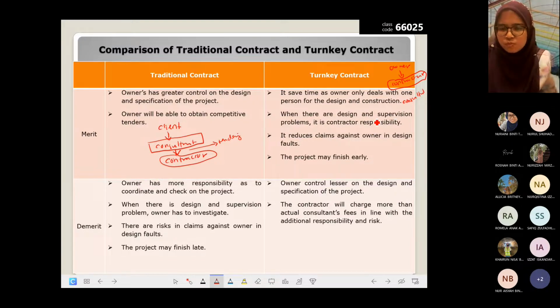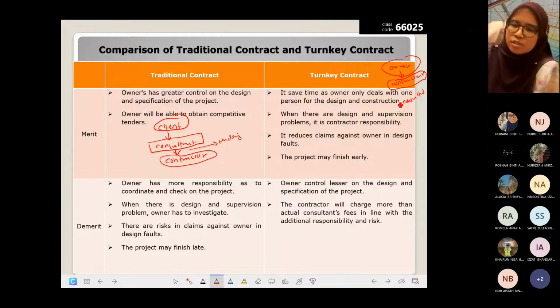When there are design and supervision problem, the contractor will be responsible. Okay, so any problem dekat site, owner akan cari contractor. Compare dengan traditional, any problem dekat site, owner ataupun client akan carilah based problem tu based from who. Okay, kalau design dia kena check consultant. Kalau kerja dekat site ataupun problem dekat site, dia kena check contractor. Kalau design and build ataupun turnkey ni, tak kisahlah problem on design ataupun site, dia akan deal terus directly lah dengan contractor.